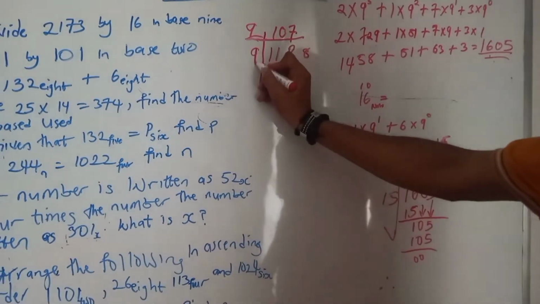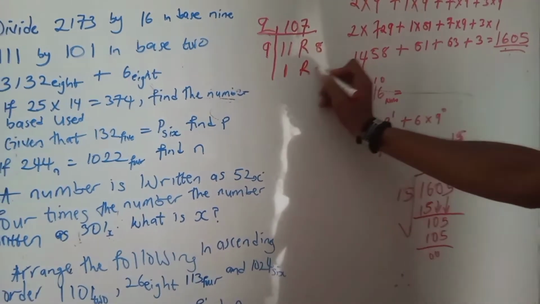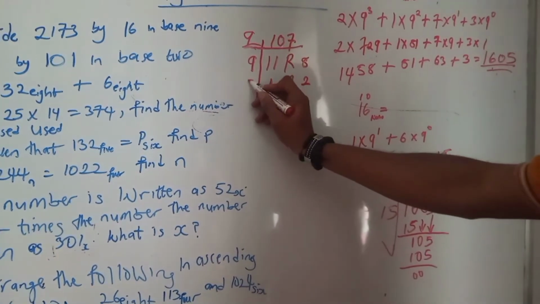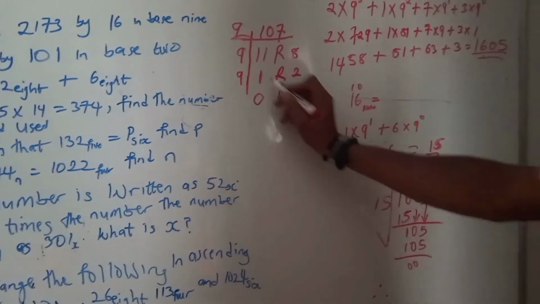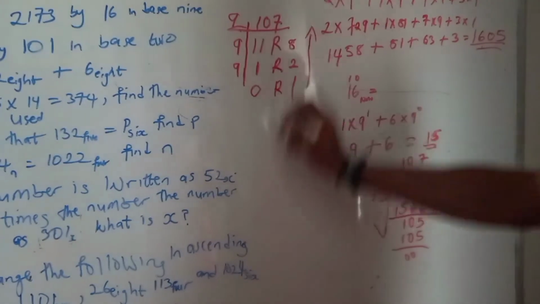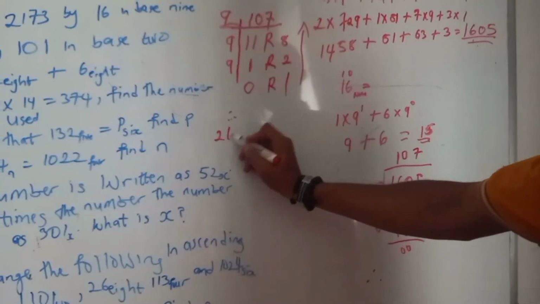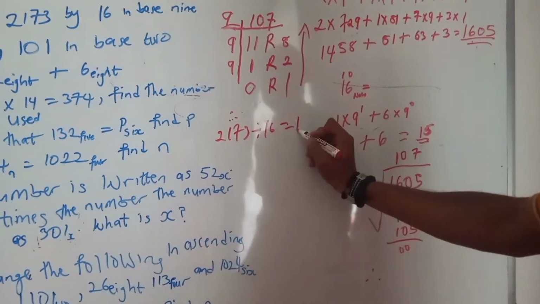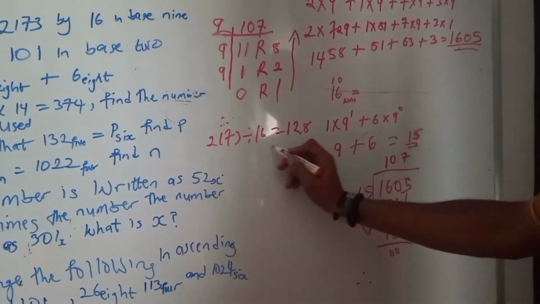9 again goes into 11. How many times? 1 time. Remember what? 2. Now 9 again going into 1, it can't go, so write 0. Bring down the 1 here. Now pick it like this. Now it becomes what? Therefore your answer is what? So therefore, 2173 divided by 16 is equal to what? 128 is your final answer.